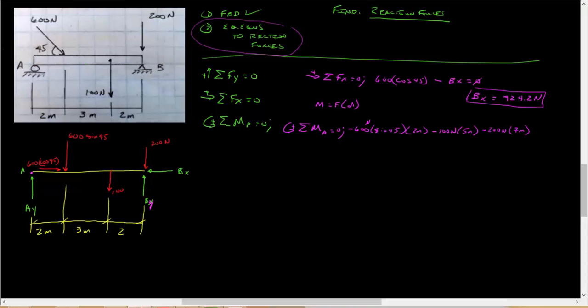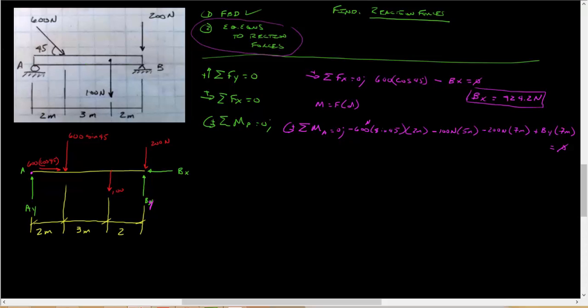But By is rotating counterclockwise, which is going to be positive. So plus By times the total distance. Remember, it is a moment. You're taking the moment of By, so it is also 7 meters here. And this is all equal to 0.